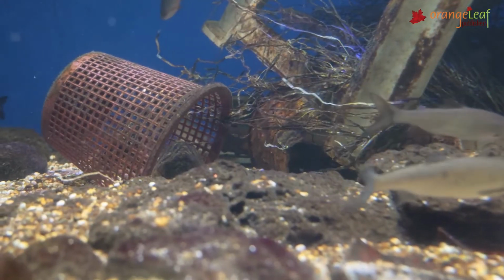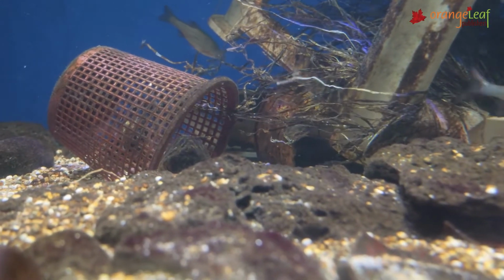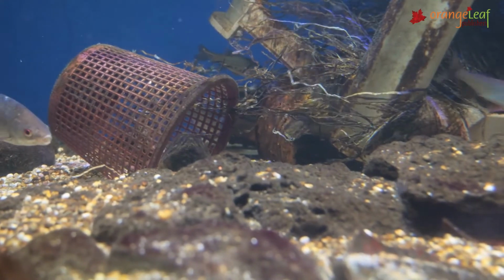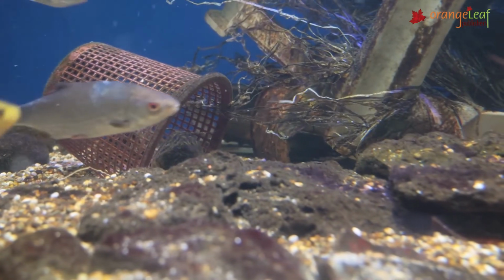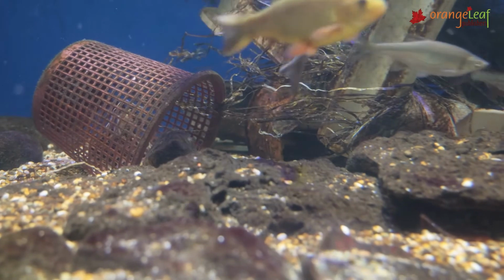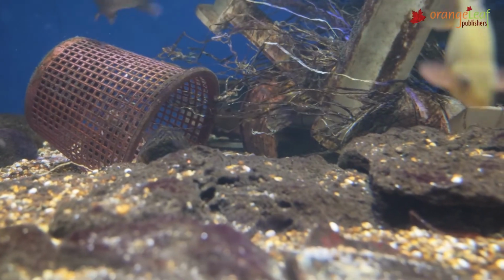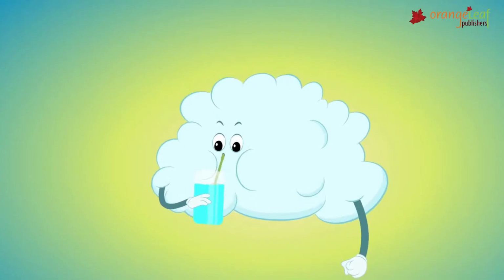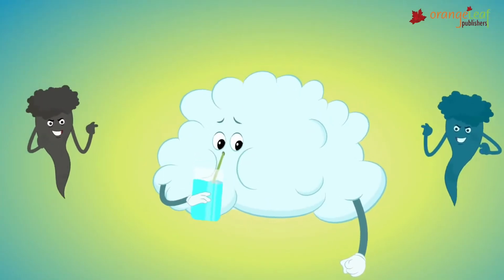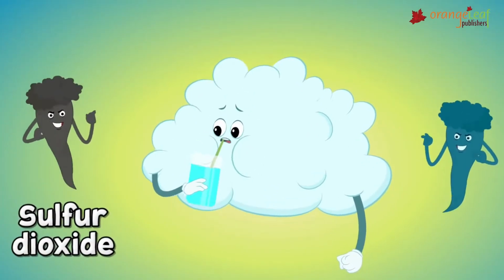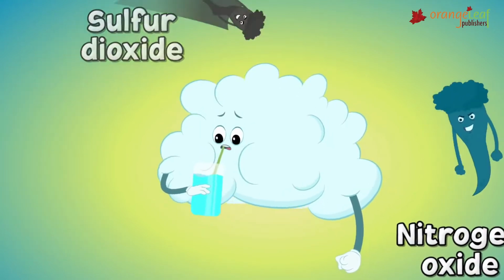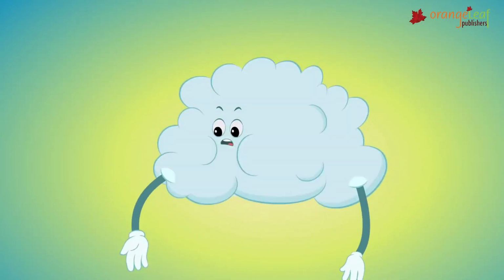Many harmful germs grow in polluted water and they cause diseases like jaundice, diarrhea and typhoid. Chemicals that pollute the water also kill the aquatic life, which is the plants and animals. Now, did you know acidic gases like sulfur dioxide and nitrogen oxide that are released from factories, houses and cars cause acid rains?